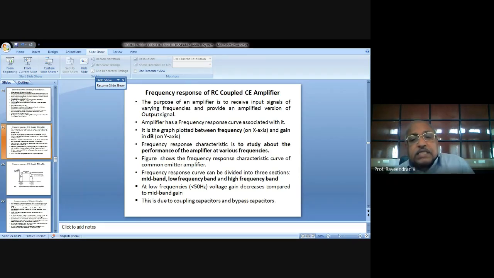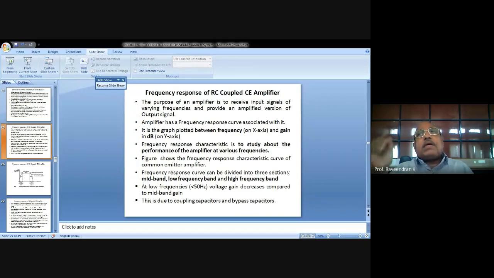So these capacitors have capacitance, and they have a capacitive reactance which depends upon the frequency of the signals passing through them, isn't it? What happens to the capacitive reactance when the frequency is increased? For any capacitor, the capacitive reactance Xc is given by 1 by 2 pi f c, where f is the frequency of the signal. So frequency is inversely proportional to the capacitive reactance.